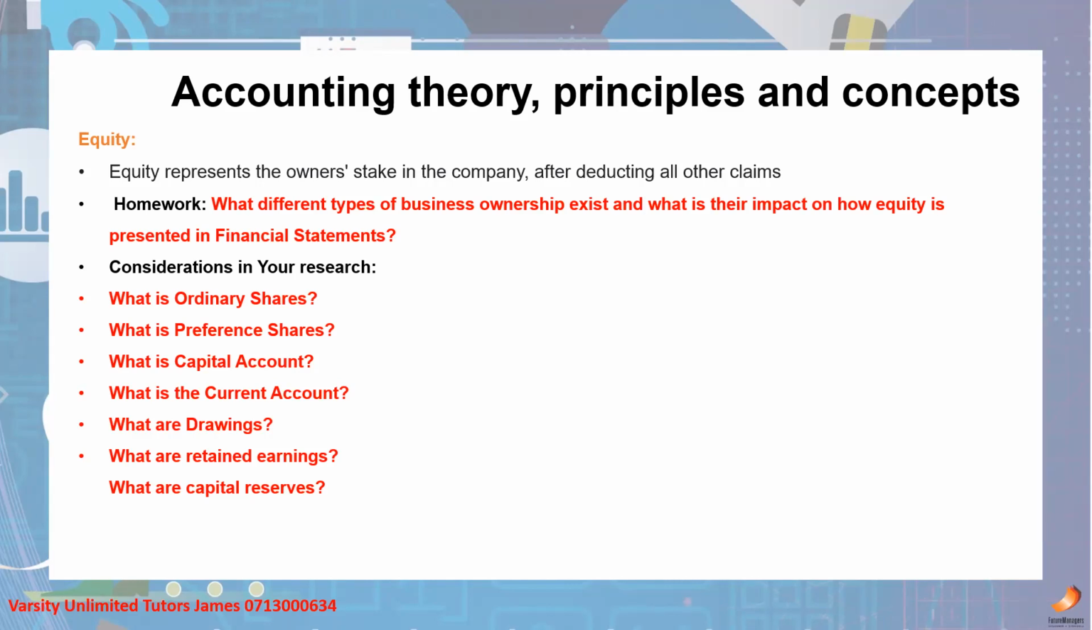We're going to talk about preference shares, but not now. This is going to be when we're doing managerial accounting next semester. We'll talk about preference shares. We're going to talk about drawings. Drawing, this is when the owner of the business removes money from the business, right? If the owner of the business removes money from the business, it's going to be called what? Drawings.